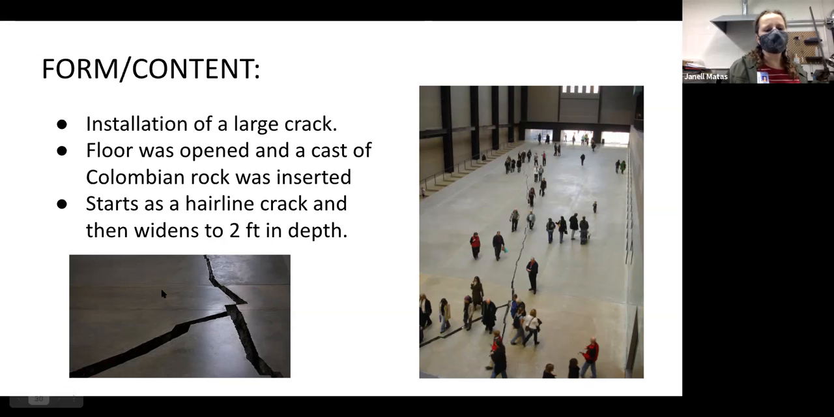So inside this crack, she made casts. So just like we've seen bronze casts in sculpture, right? What she did is she casted rock from Colombia. Salcedo is from Colombia. And so that is the imagery that's inside, and we'll see a close-up of that. So it has a cast of Colombian rock inside the crack, right?